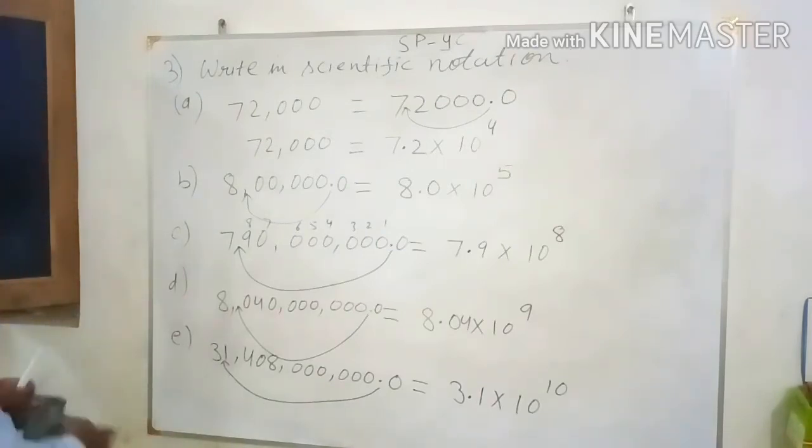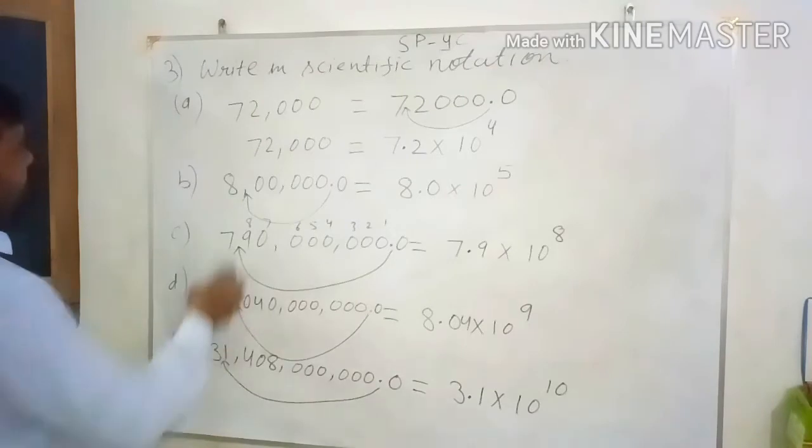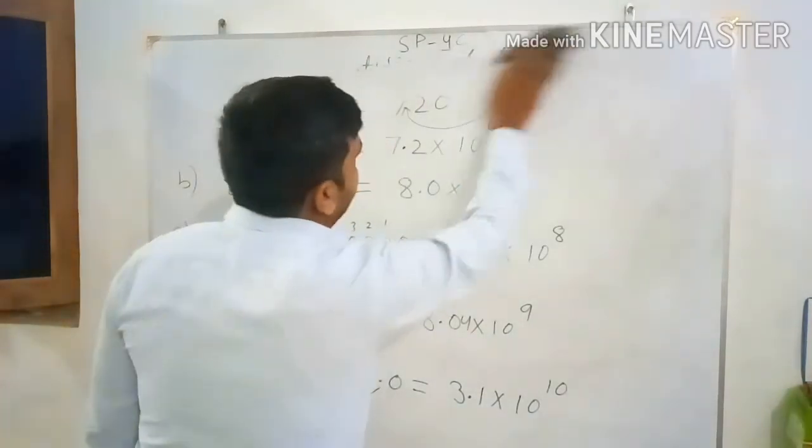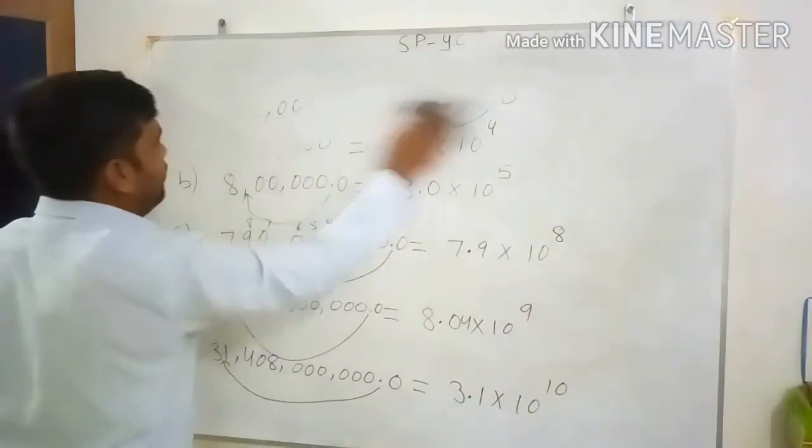Now we do question number 4. F is for the homework that you do at your home. One question I have left for you. You will do it at your home. That is the homework.